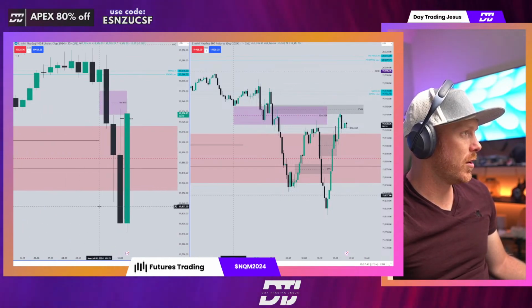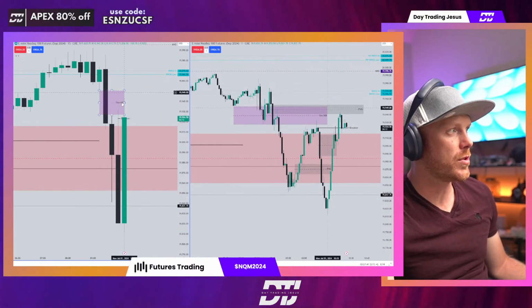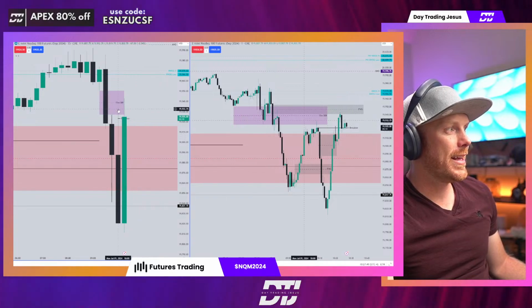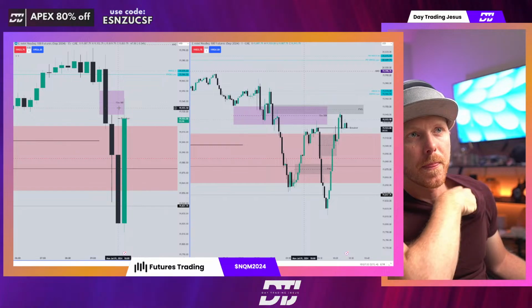Now, it could still find resistance here, and it still can come fill this fair value gap if it wants to. So, to answer your question, I think it was partially mitigated.